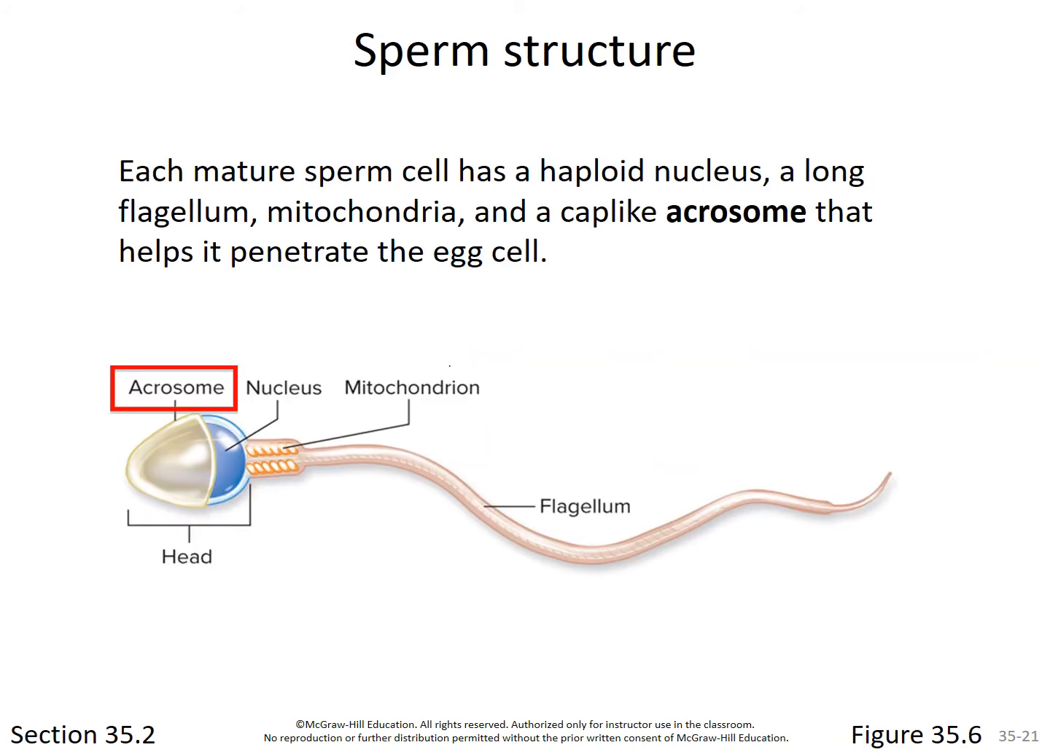So each mature sperm cell has got a haploid nucleus, meaning that it's only got 1 copy of each chromosome. As adult humans, we've all got 2 copies of each chromosome, but a sperm cell only has 1 copy of each chromosome. So when it combines with a haploid egg, then you form an embryo that is back to diploid. So not only does it have the haploid nucleus, it also has a long flagellum or tail, mitochondria which help power it, and an acrosome that helps it penetrate the egg cell, and we'll get into how it does this in just a few minutes.